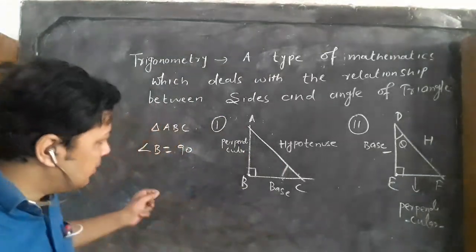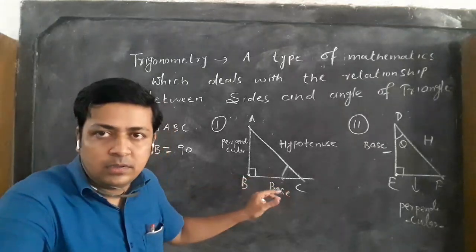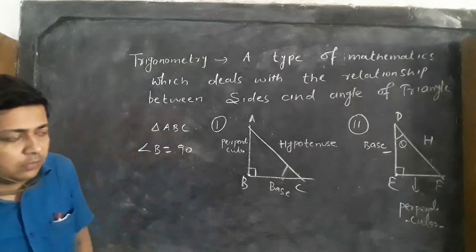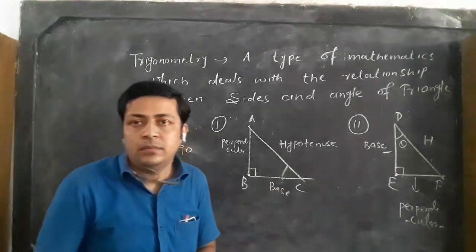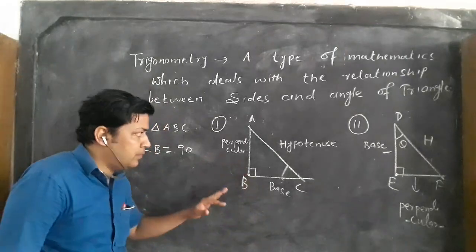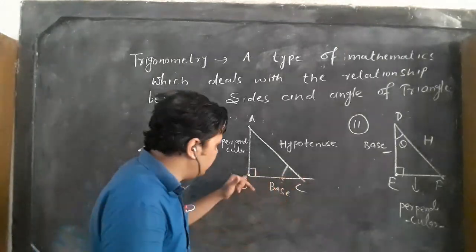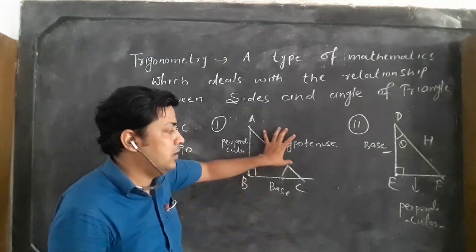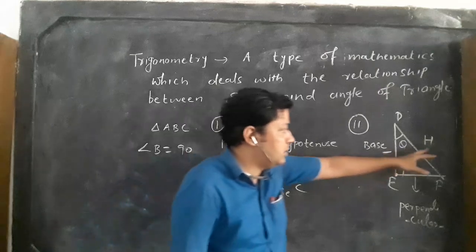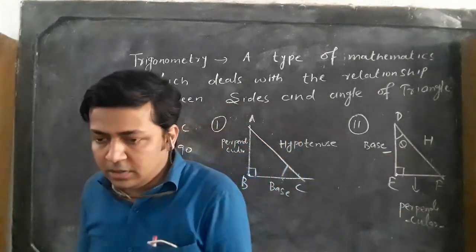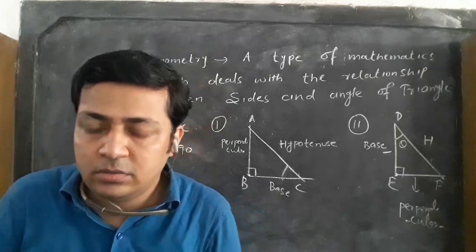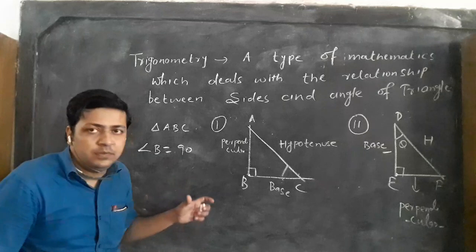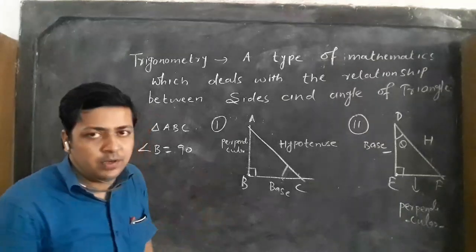In both cases, the perpendicular and base shift depending on the viewpoint of the observer. That is what we use for the perpendicular and base. For the hypotenuse, it is fixed that the side opposite the 90 degree angle is called the hypotenuse, and it is the greatest side of the three. Hypotenuse is the greatest side compared to the other two sides. These are the basic things we will use in trigonometric equations.